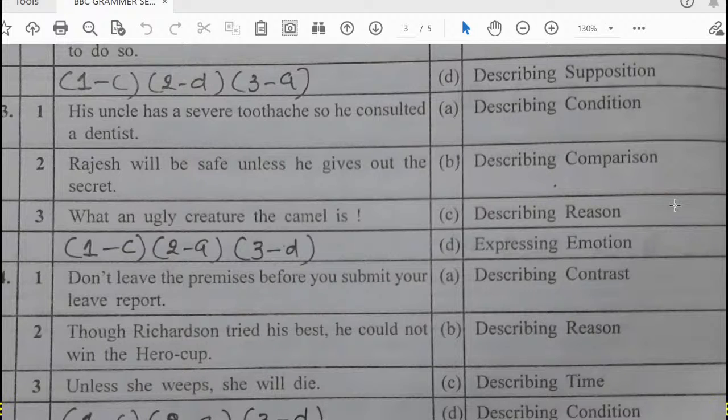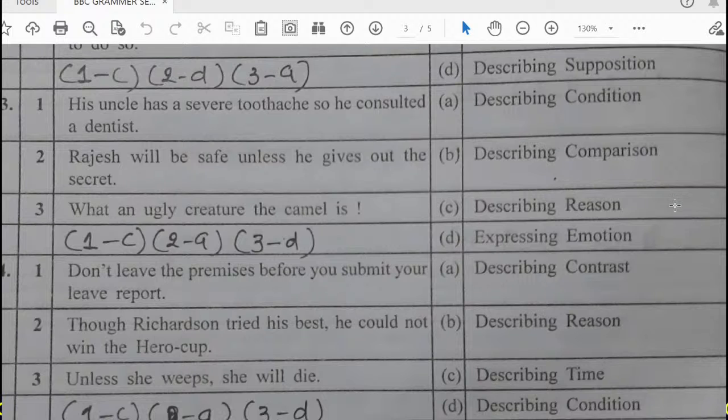The third sentence, unless she weeps, she will die. As there is use of unless, it means condition. So the option will be D, describing condition. So the third sentence, unless she weeps, she will die, will be connected with option D, describing condition.